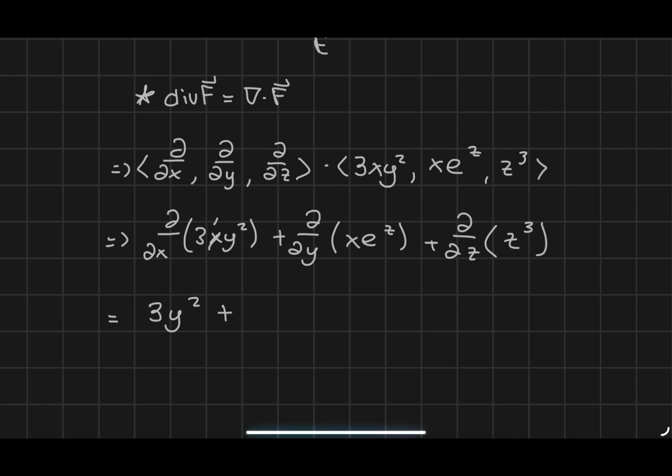Second term here, we're taking the partial of x e to the z with respect to y. Well, there's no y values in here. That x e to the z is just treated as a constant. Therefore, that is actually going to be 0. And our final term here is the partial of z cubed with respect to z. Simple power rule there, that's just going to be 3z squared.